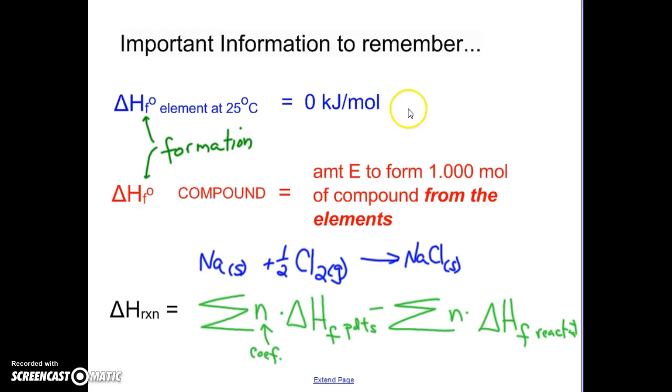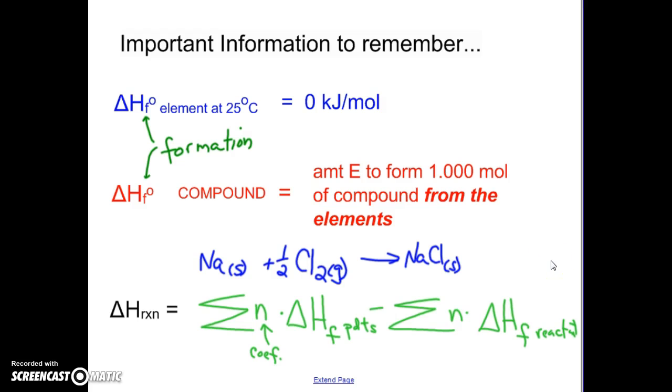So again, to review, the enthalpy of formation of an element is set at 0 kilojoules per mole, and the enthalpy of formation of a compound is how much energy is either required or given off, depending, to form 1 mole of the compound from the elements. So in this case, notice that we had to use a coefficient in front of chlorine, which was a fraction, in order to only form 1 mole of the compound.